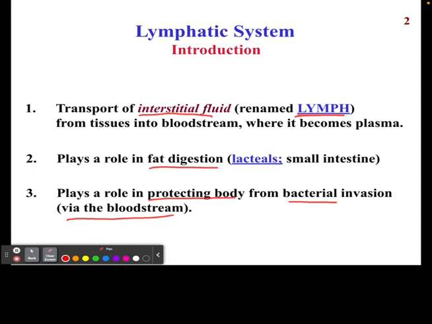So if any bacteria get into our bloodstream, the lymphatic system is going to play a vital role in making sure that that bacteria is taken care of before it can travel anywhere else in the body and cause significant damage. Again, once something gets into the blood, it's going to travel throughout the body. So it's really important that we have the ability to protect our body with this lymphatic system to take care of and destroy any bacteria that gets into that bloodstream.